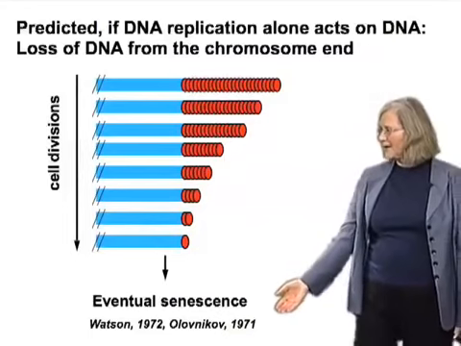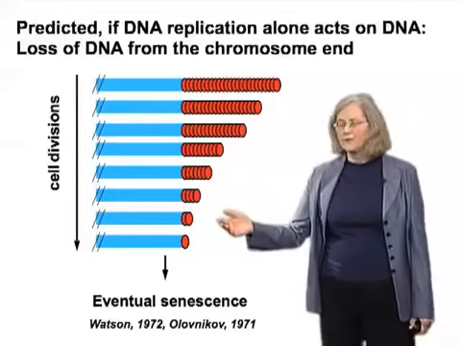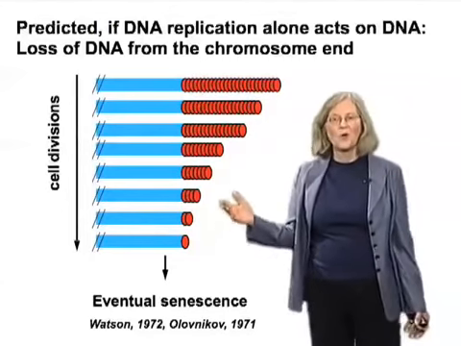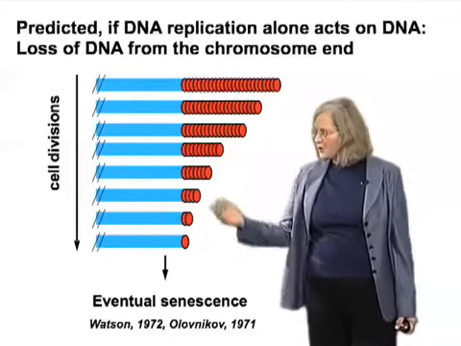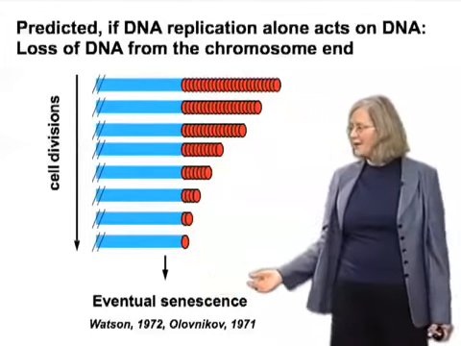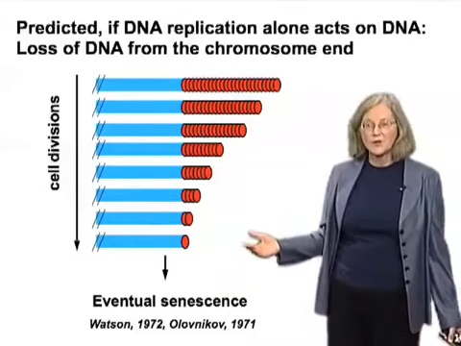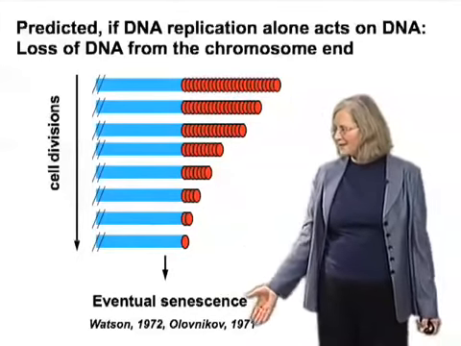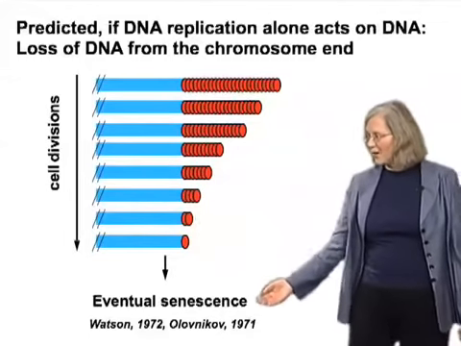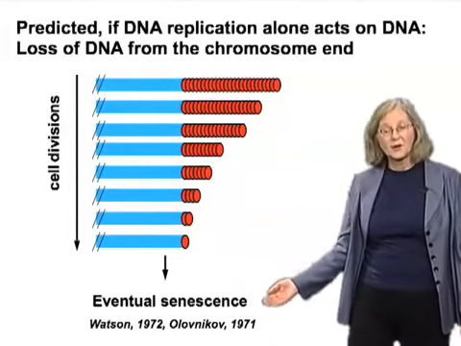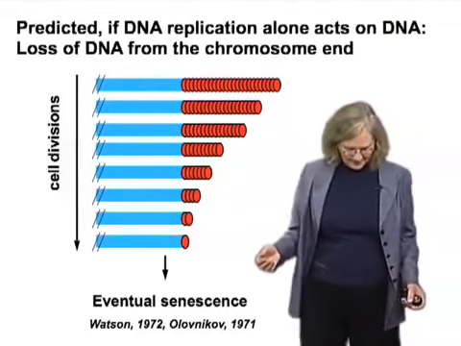And Olovnikov, around the same time, without knowing at that stage what the molecular nature of the terminal DNA was, proposed that perhaps such gradual loss of terminal DNA could be something that underlies the eventual senescence of cells that is seen sometimes when, for example, human cells are grown in culture. This was a prescient idea because it has indeed been found to be one of the causes of why human cells cannot replicate themselves. The cells cannot proliferate indefinitely in culture.